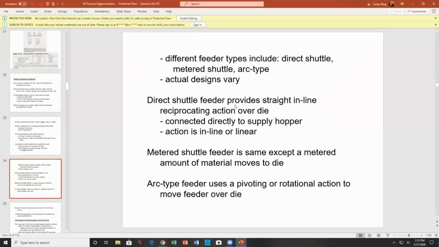Well, let's go back. Straight line, reciprocating action. Connected directly to supply hopper, action is inline or linear. The same except a metered amount of material moves to the die. Arch type is pivoting or a rotational action to move the die.